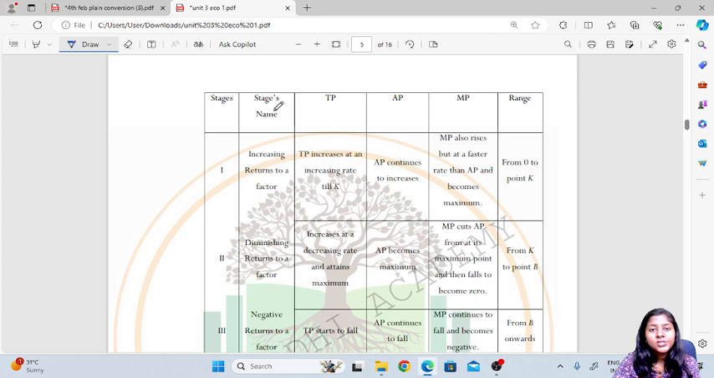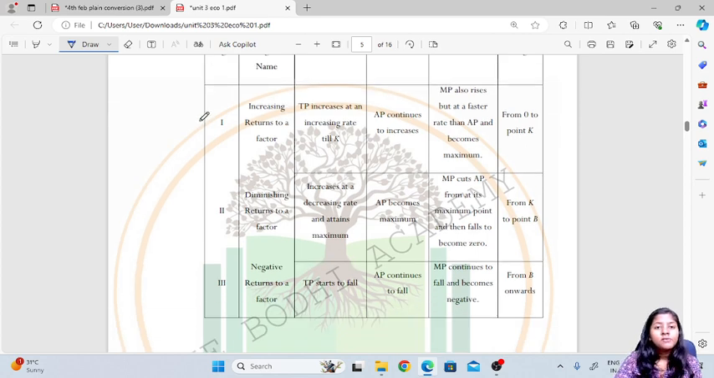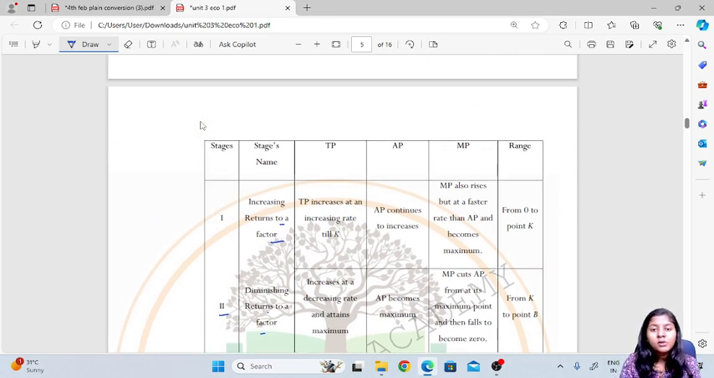The stage names: the first stage is increasing returns to a factor, the second is diminishing returns to a factor, and the third is negative returns to a factor. So first is increasing returns to a factor. Total product increases at an increasing rate till K, till capital. So first we'll see this part.